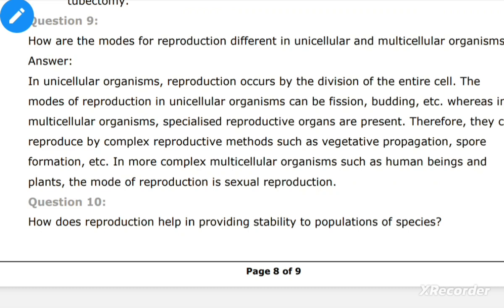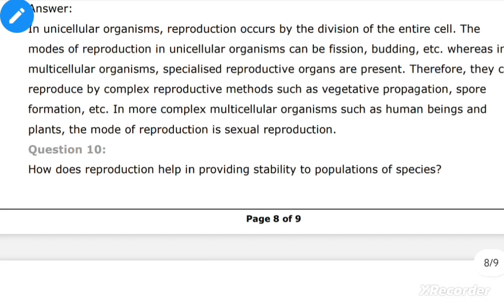Next question is how are the modes of reproduction different in unicellular and multicellular organisms? Answer: in unicellular organisms reproduction occurs by the division of the entire cell. The mode of reproduction in unicellular organisms can be fission, budding, etc. Whereas in multicellular organisms, specialized reproductive organs are present. Therefore, they can reproduce by complex reproductive methods such as vegetative propagation, spore formation, etc. In more complex multicellular organisms such as human beings and plants, the mode of reproduction is sexual reproduction.